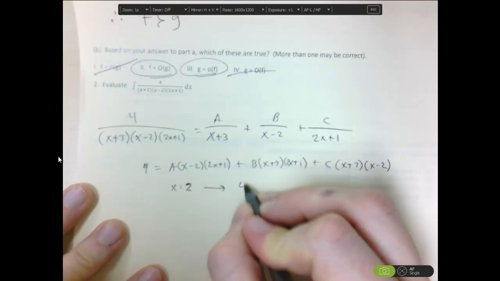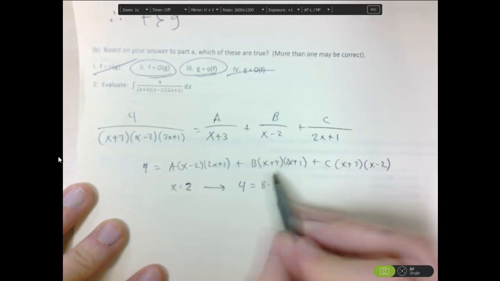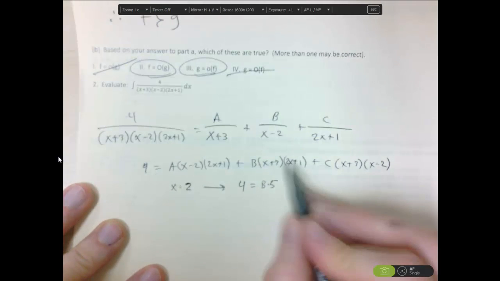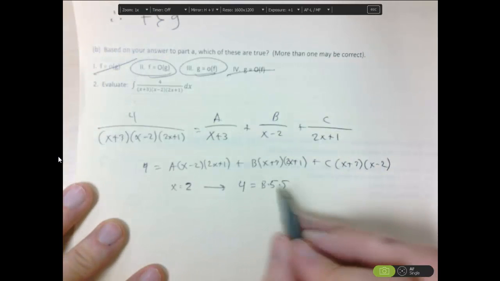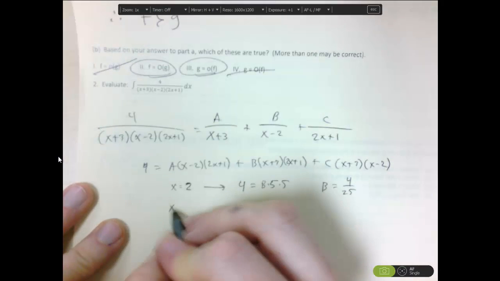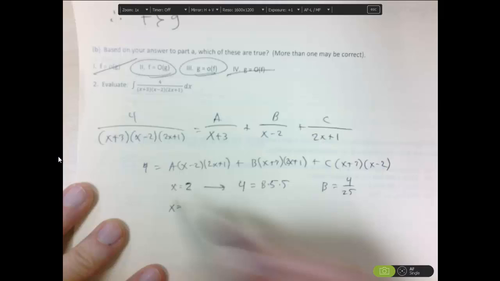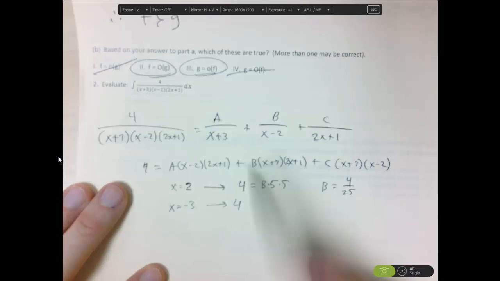So that yields an equation 4 equals b times, this is going to be 5, and this is going to also be 5. So that means if I divide by 25, I get b equals 4/25. Let's plug in x equals -3 now. That eliminates this term and this term.